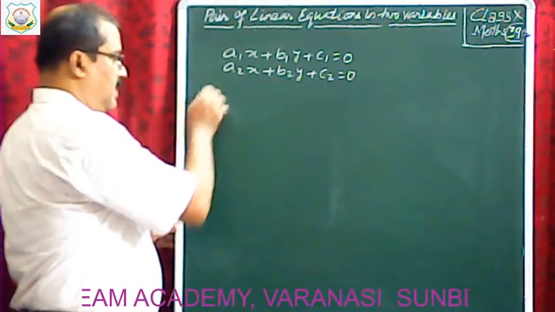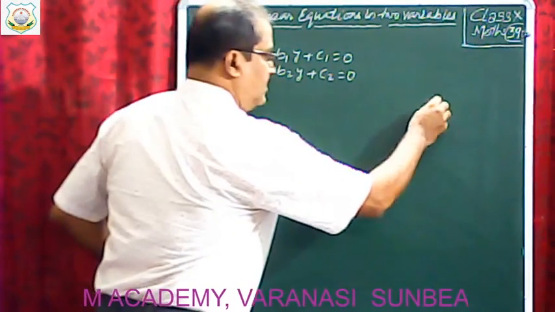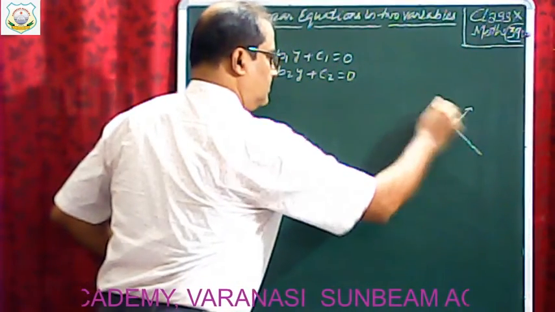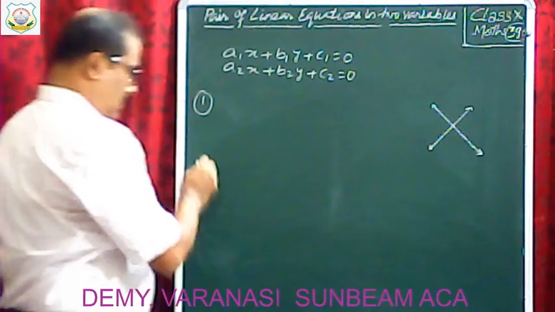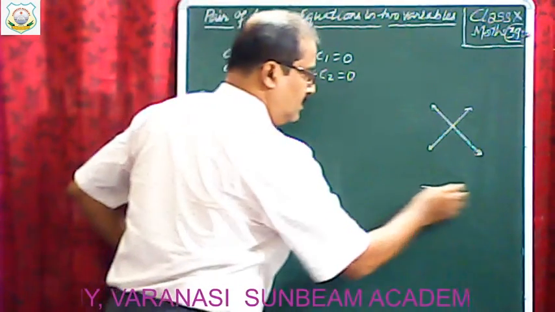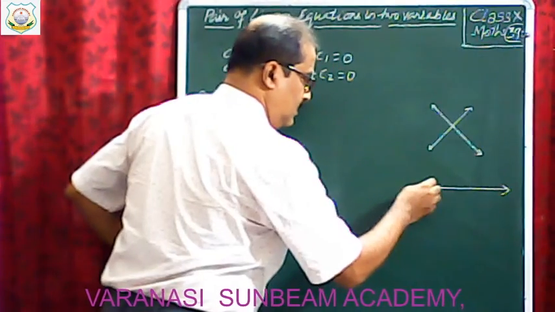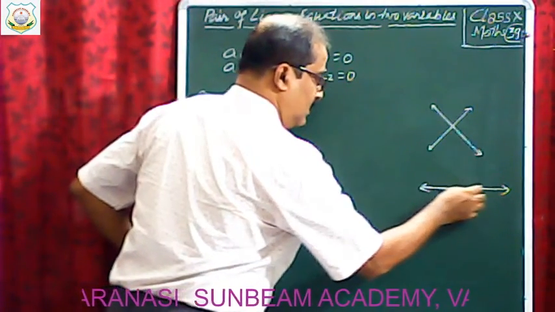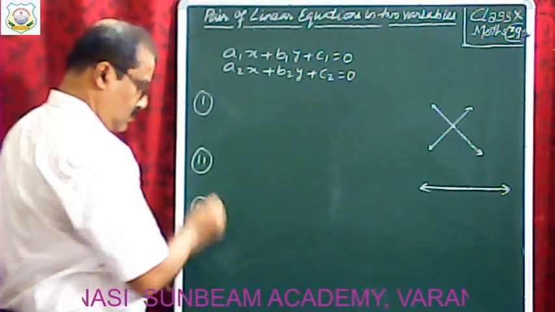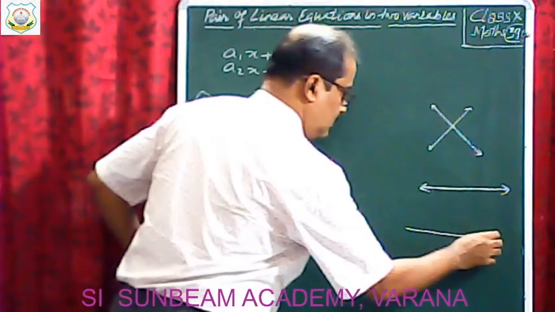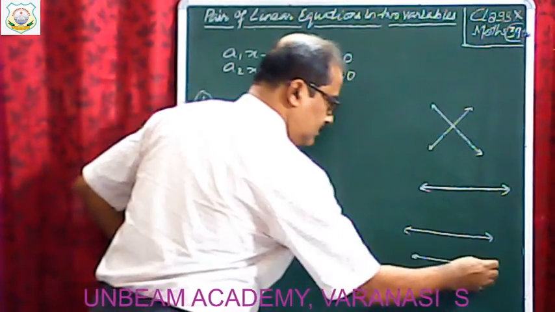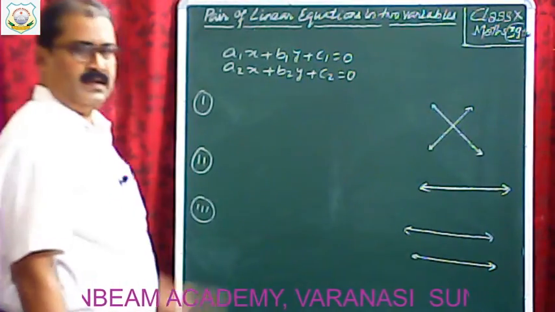So for two straight lines, either both the lines intersect each other. Okay. Second, both the lines coincide, one above another. And third, both the lines are parallel to each other. Okay, there are 3 cases.